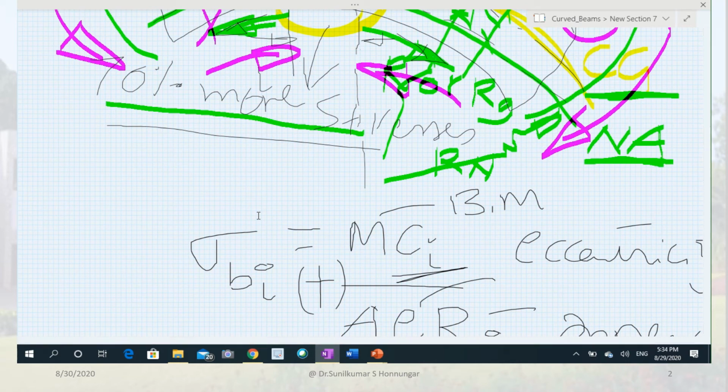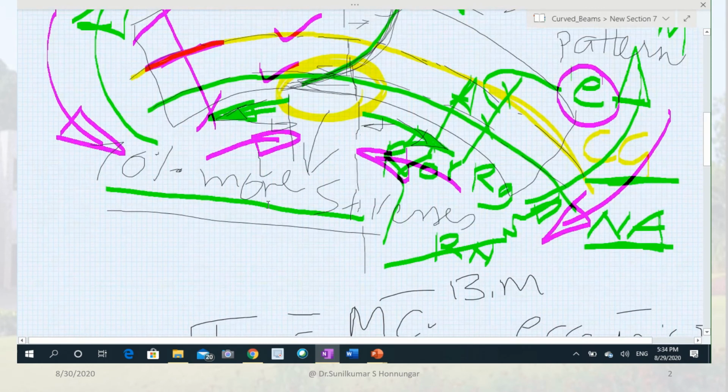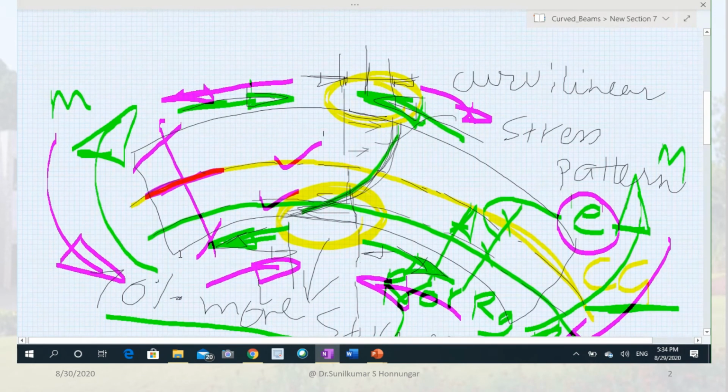What are the assumptions? The body is linear and elastic, there is no warpage of the sections before and after bending, and stress is within the elastic limit. The same assumptions are there, but the only difference is that the neutral axis and geometrical axis are not the same in a curved beam, whereas in a straight beam both coincide. Because of that, stress distribution is linear, but here it is curvilinear. This is what you are supposed to understand, and you should make the comparison.